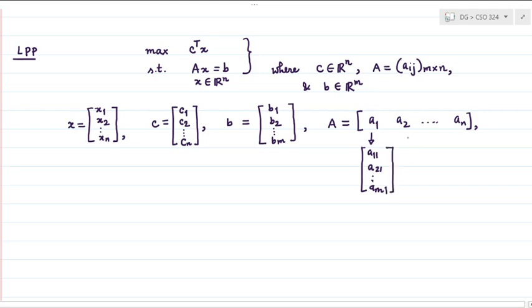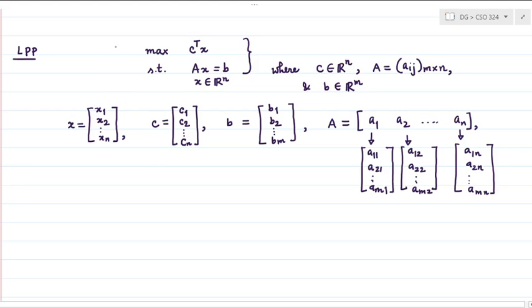Similarly, the vector A2 has the first component as a12, then a22, and am2 as the mth component, and at the last, the vector An is this column vector a1n, a2n, and till the nth component amn.